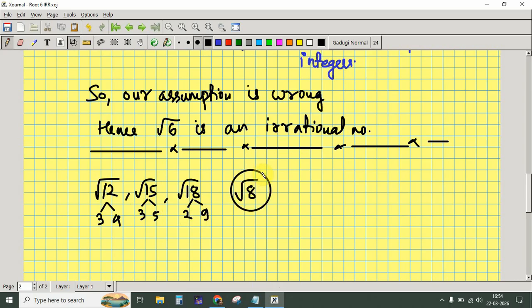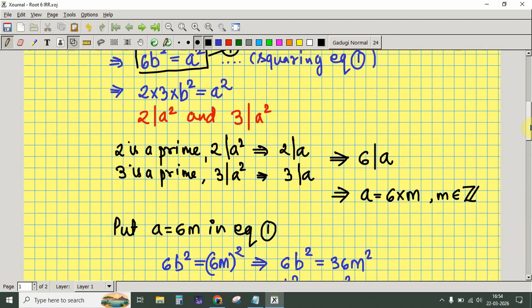Root 8 is different. So I can write this as 2 into 2 into 2. So this can be written as 2 root 2. This is very simple. This 2 goes into the denominator and we can conclude that we know that root 2 is irrational. Hence the proof follows, very simple. So this is for 2 marks. But such types of questions, root 6, root 12, root 15, I think they must come in the category of 3 marks.